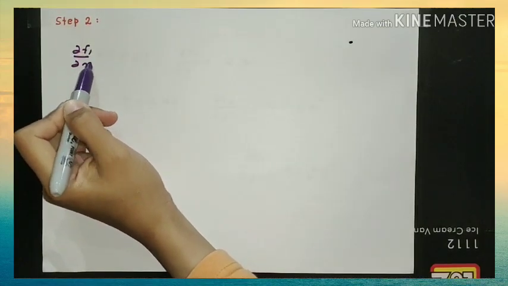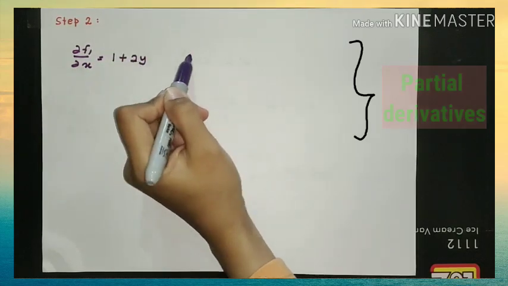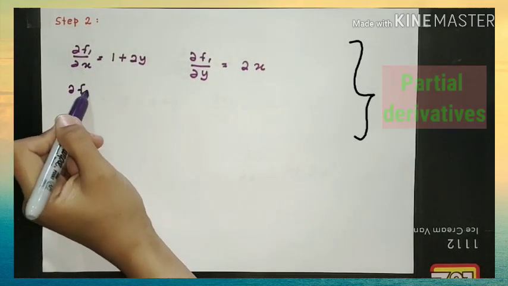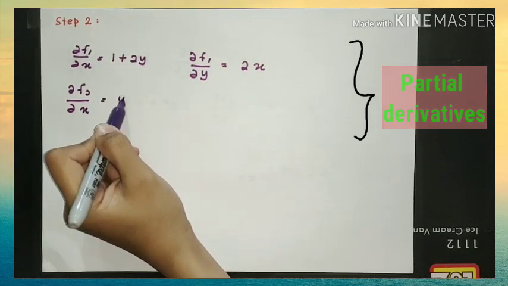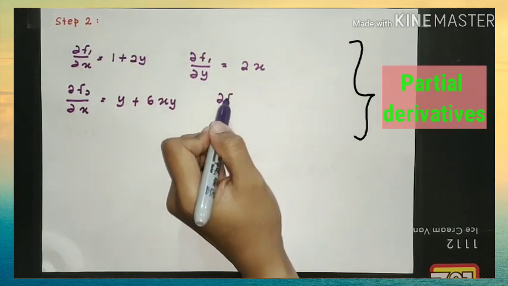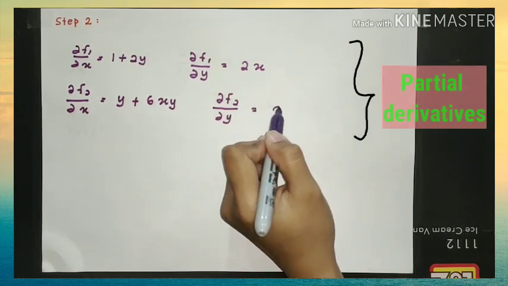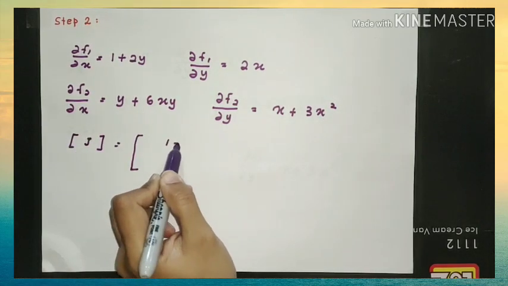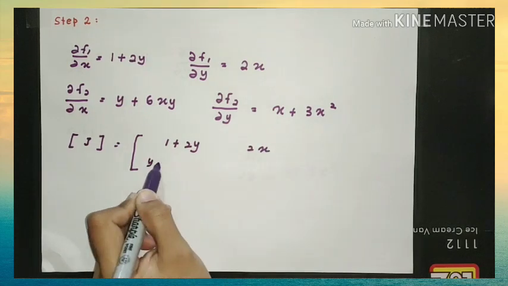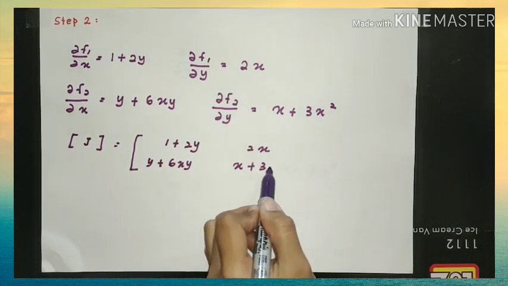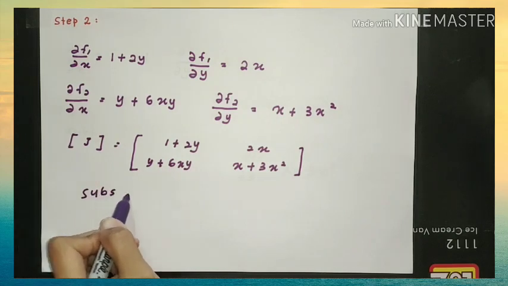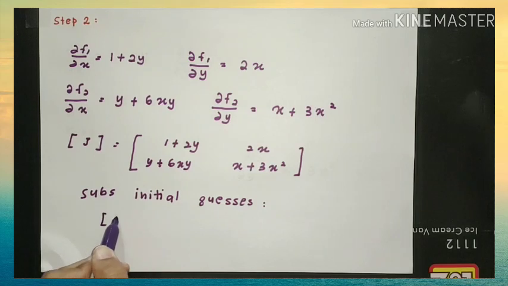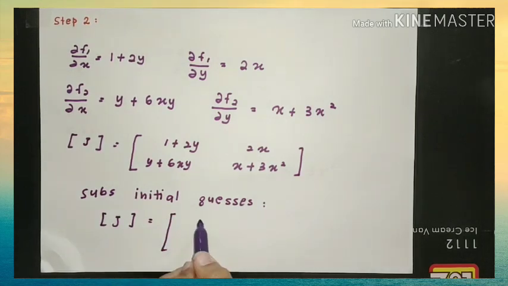Step number 2. We are going to differentiate our equations F1 and F2. Here we will apply partial derivative to both of the equations. So differentiate F1 with respect to x, then differentiate F1 with respect to y. Same goes to equation number 2. Differentiate F2 with respect to x and differentiate F2 with respect to y. And the results of the partial derivatives will be the elements of our Jacobian matrix J. After that, don't forget to substitute the initial guesses to our Jacobian matrix.